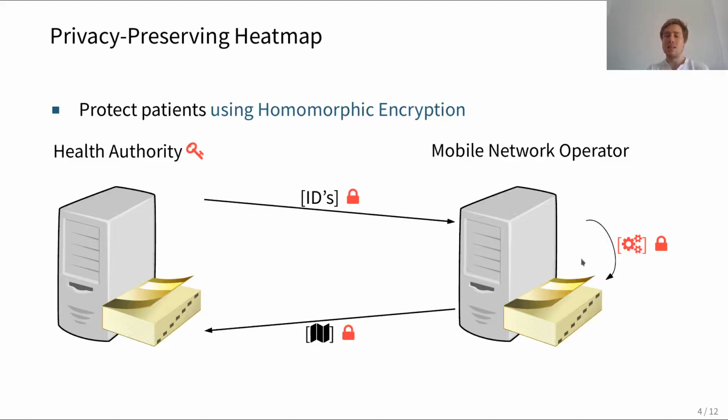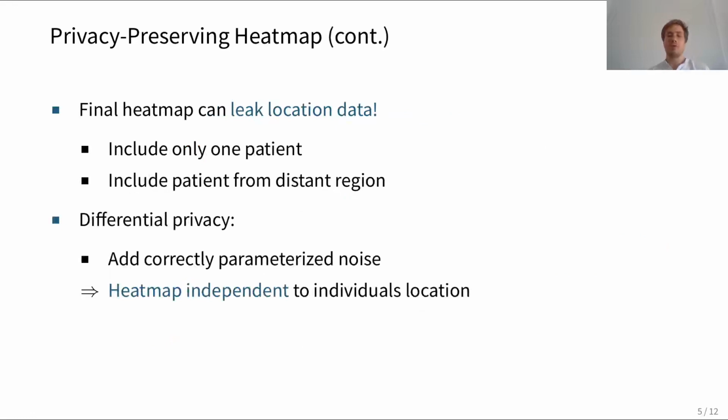So homomorphic encryption on one hand protects the patient identifiers, and on the other hand, since the location data is combined with the ciphertext, with this homomorphic ciphertext, the location data is not leaked by the homomorphic encryption scheme itself. However, this protocol has another problem, and that is that once the client has decrypted the heat map, it still can leak location data.